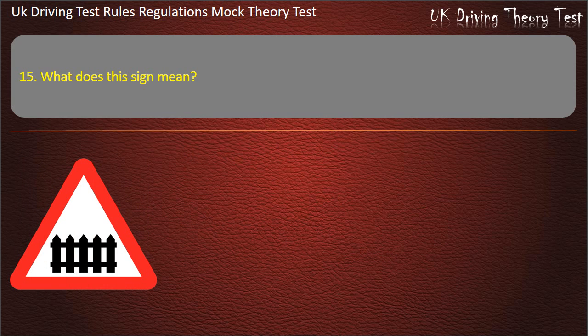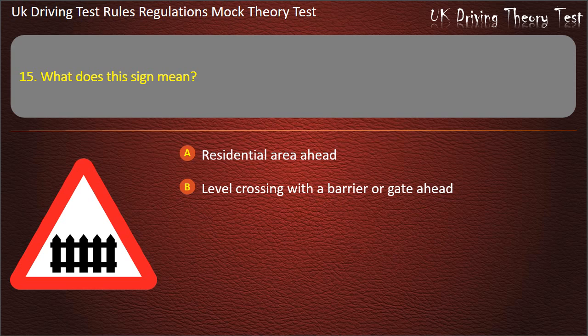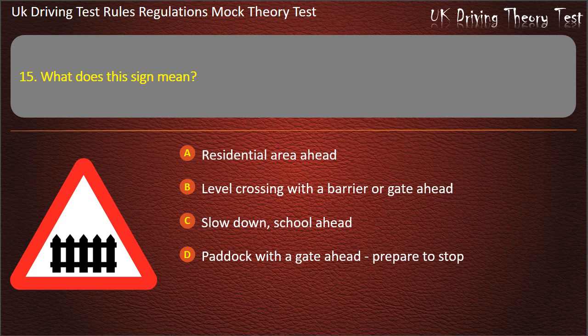Question 15. What does this sign mean? Residential area ahead. Level crossing with a barrier or gate ahead. Slow down, school ahead. Paddock with a gate ahead, prepare to stop. Answer. Level crossing with a barrier or gate ahead.